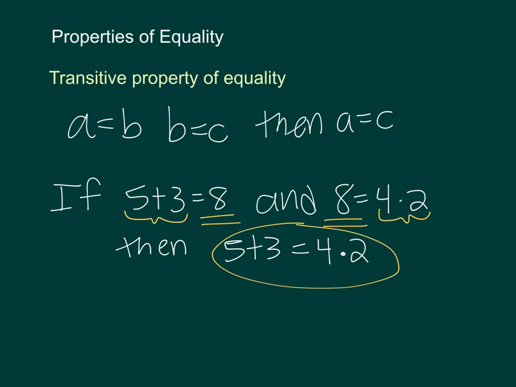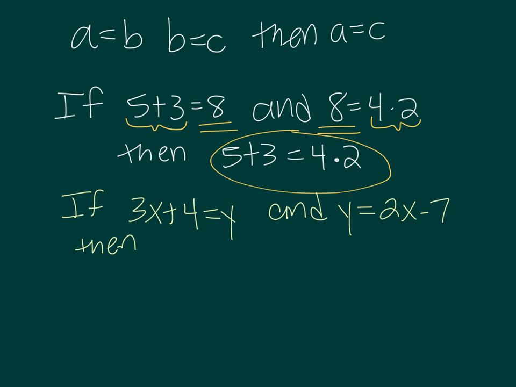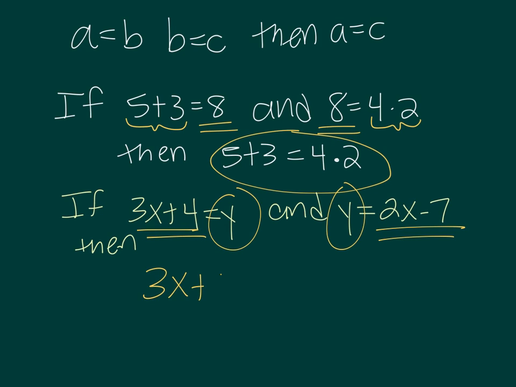So I could even throw some variables in there. So I can say if 3x plus 4 is equal to y, and y is equal to 2x minus 7, then we can see that it makes sense that 3x plus 4 would equal 2x minus 7 because they both equal y, so they have to equal each other. So 3x plus 4 is equal to 2x minus 7. And we will use this property a lot coming up when we are solving systems of equations. It won't be for a while, but we will use it.